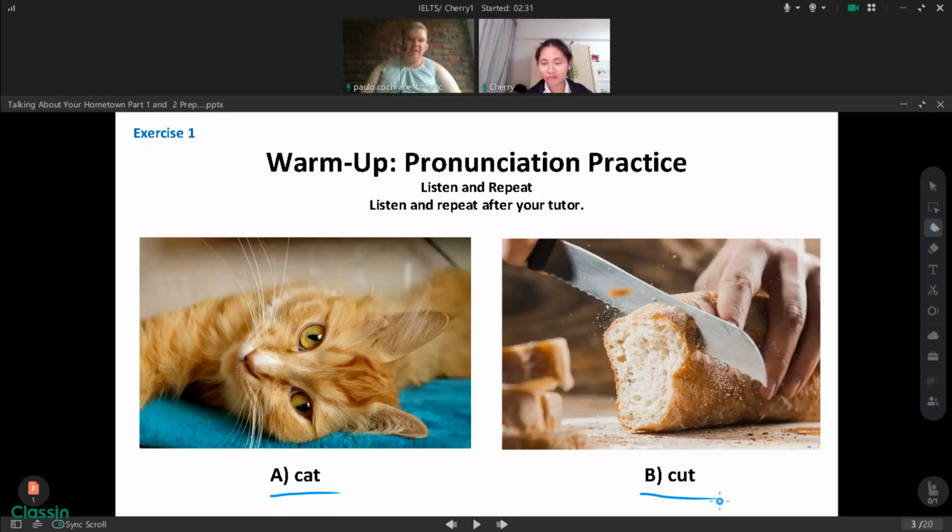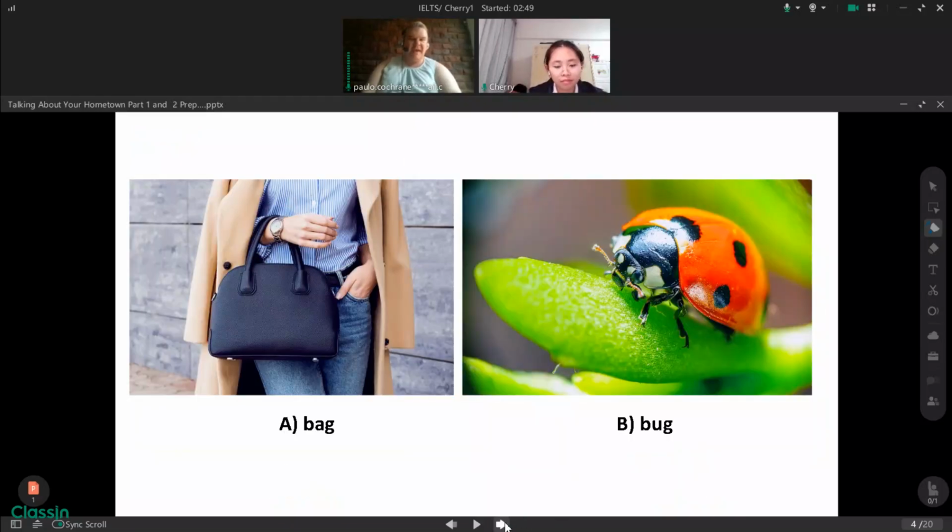Yes, to separate something using a blade. Yes, of course. And a cat is a mammal. It's a part of the feline family, and it also is a pet. People keep them as pets. All right, the next, bag and bug.